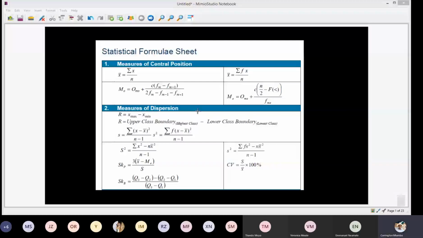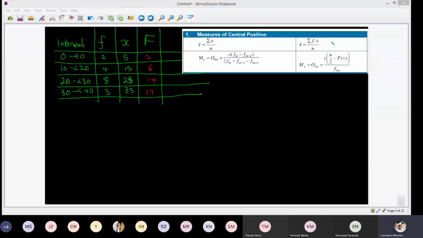Right. There we are. So what do we need to calculate? The mean. Let's start with the mean. Which one is the mean? This is grouped data, so you use this formula. This is your mean. So how do you calculate your mean? Your mean, write your formula, is equal to summation, which means the total, of frequency times x over n.